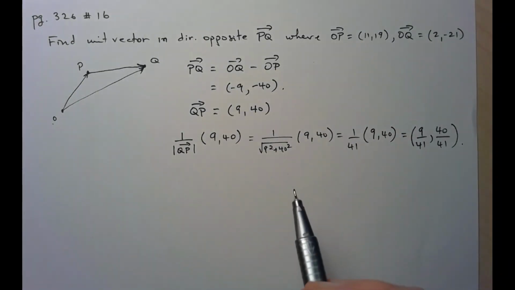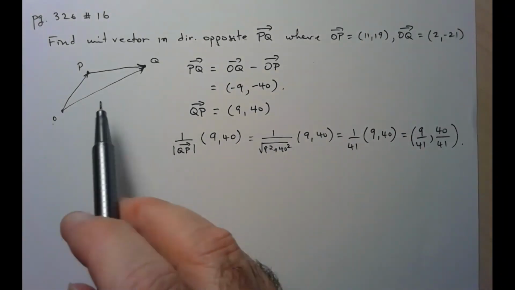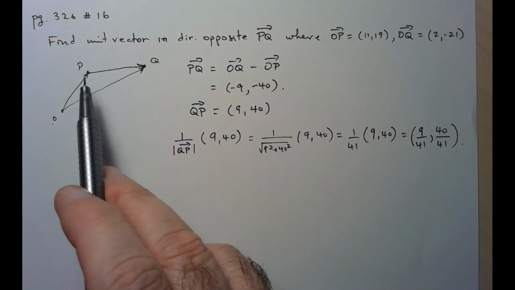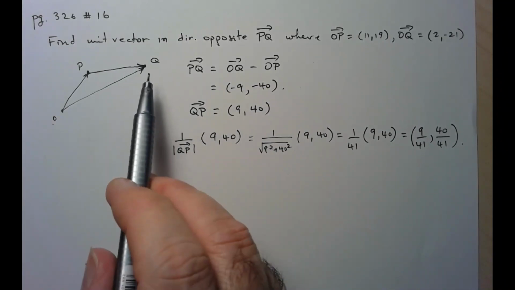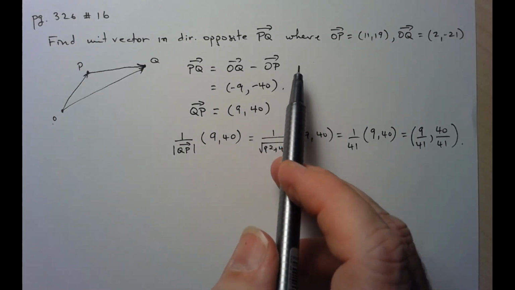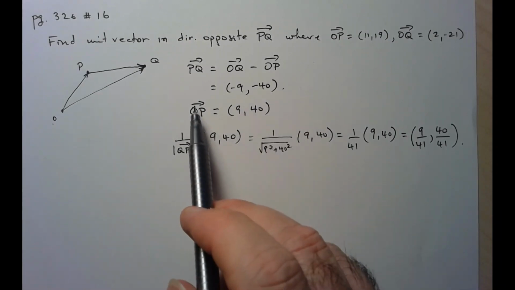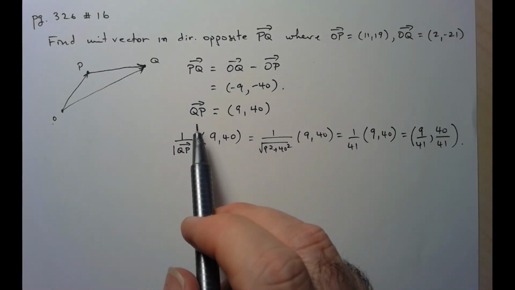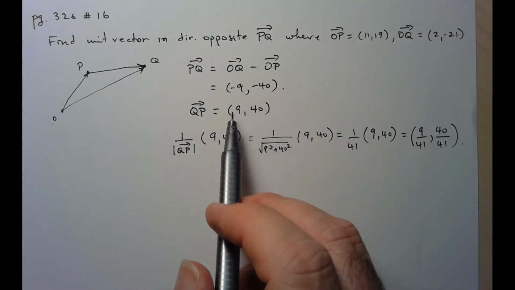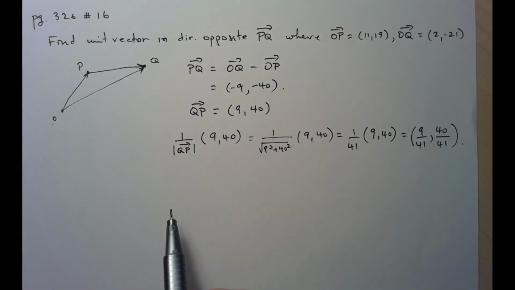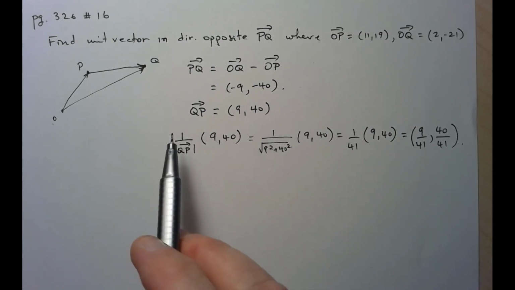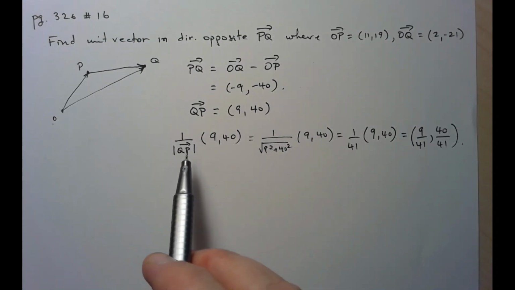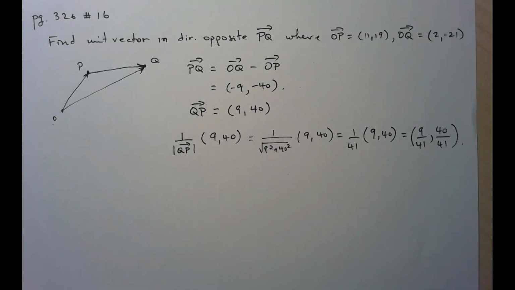Just to recap. Step number 1, I found the vector PQ by subtracting OQ minus OP. Then I found the vector opposite to that, because that's the direction I'm looking for, by just taking the negative of both of the components. And then in order to find the unit vector in that direction, I just multiplied by 1 over the magnitude of that vector. That's it for this one.